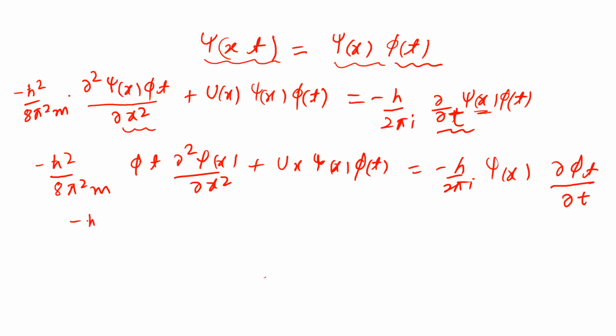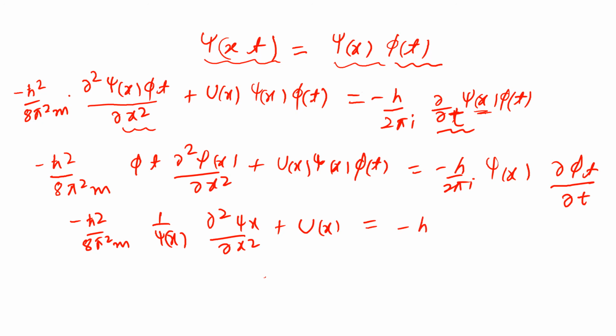Doing it the same old way, like the typical derivation of a particle in a three-dimensional box, we divide both sides by psi x phi t. You will get minus h cross square by 8 pi square m, 1 by psi x, del square psi x by del x square, plus the potential energy U of x, equal to h by 2 pi iota, 1 by phi t.